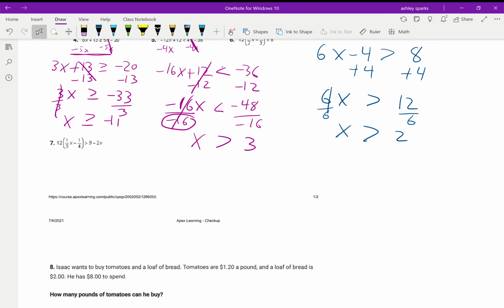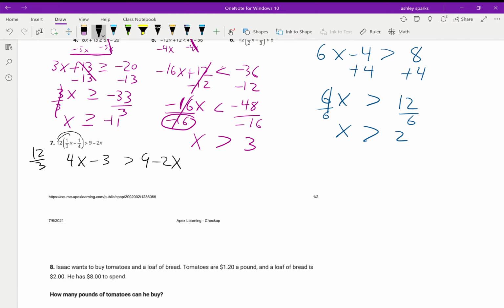And number 7 is very similar, just a little longer. In this problem, we're going to start off with that distribution again. So we got the 3 and the 4. When you see fractions, one thing you can do that might help you is just think about them like division. So when I'm distributing here, I'm doing 12 divided by 3 in my head. So that's 4x, and then I'm going to do 12 divided by 4. That would give me negative 3, 9 minus 2. That's just my tip for being able to do some of that mentally in your head. Of course, you can use a calculator.